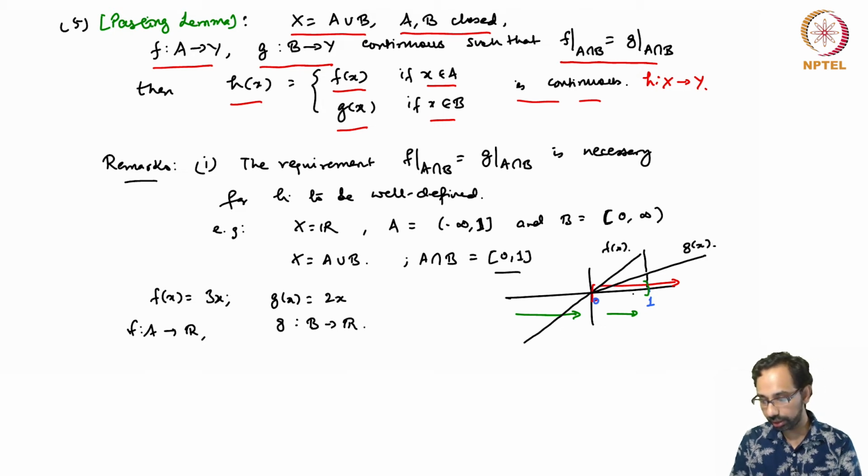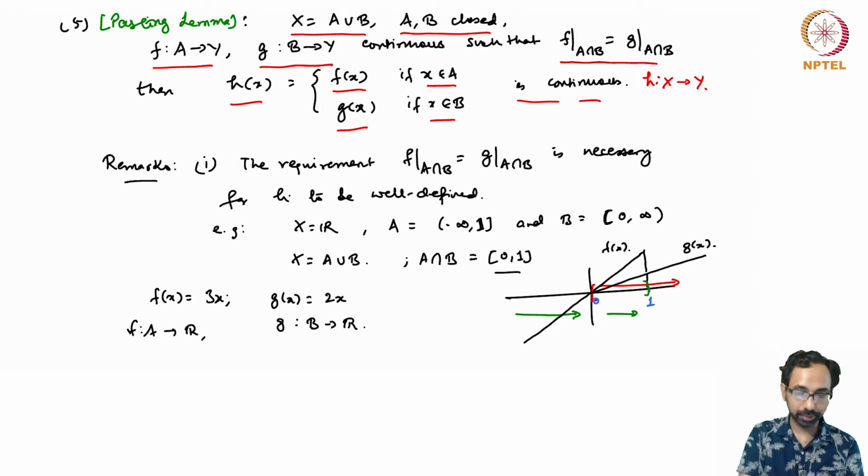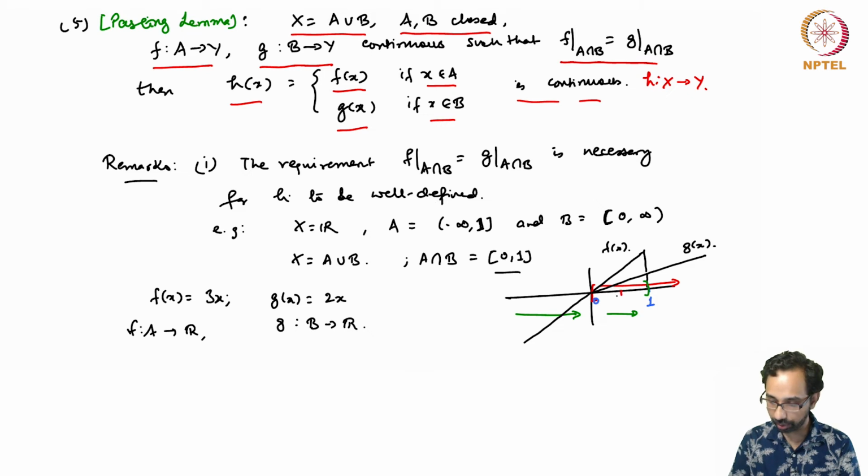So on the intersection, f(x) and g(x) are not the same, and this means that at some point, let's say half, you have two different values. If you want to define this function h in this way, then you will get two different values of the same function, which is not allowed. This is not a well-defined function. So this means that this requirement is necessary for h to be well defined.